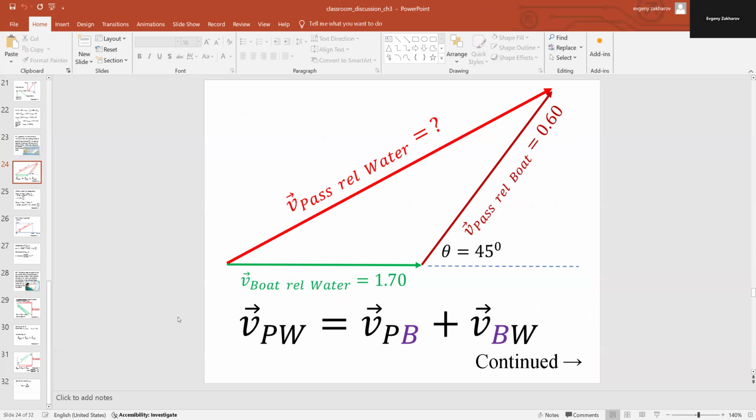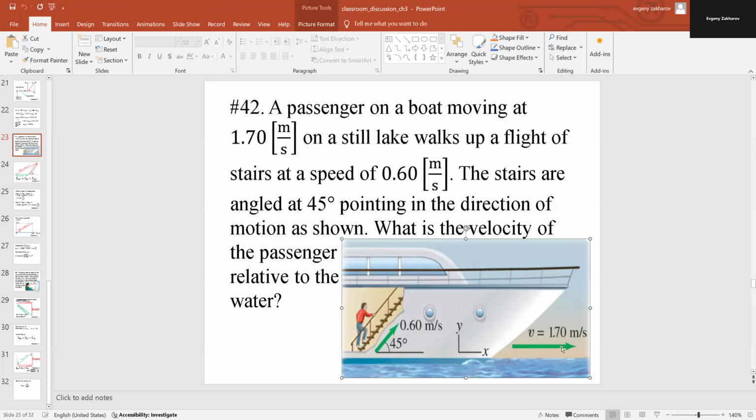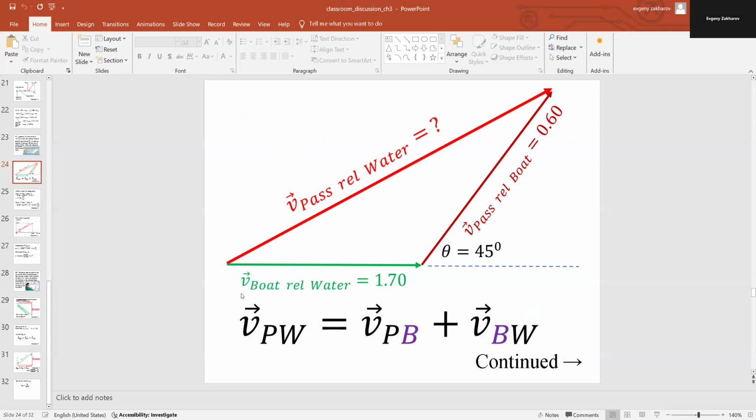So let's draw the vectors that we have to work with. Let's see what's given. Let's see what's missing. First of all, it's the boat with respect to the water. That is what's given. Check the diagram. 1.7 meters per second, horizontal motion towards the rightward direction, or you say eastward. This is your first velocity vector, and the subscripts would be B and W, both with respect to water.